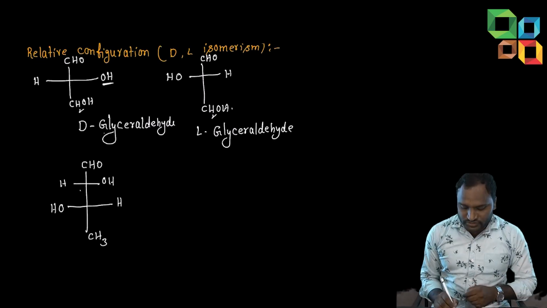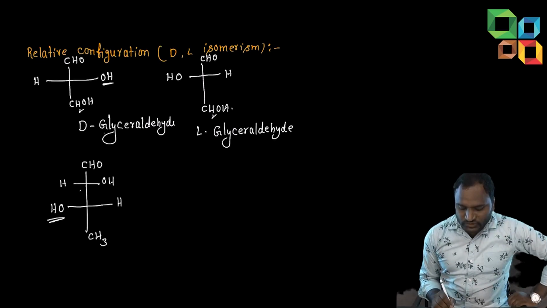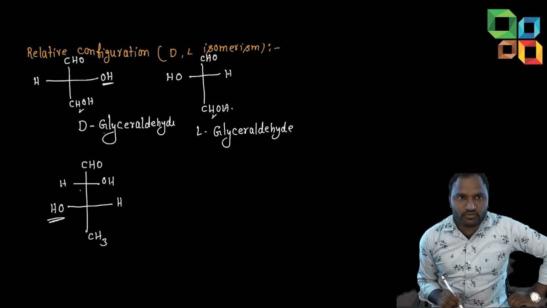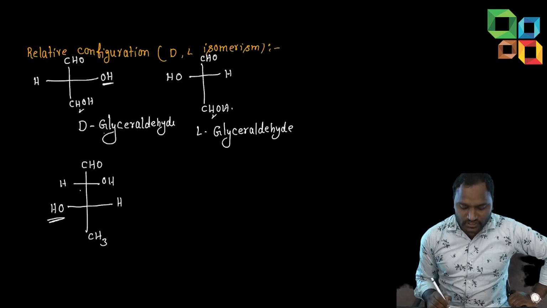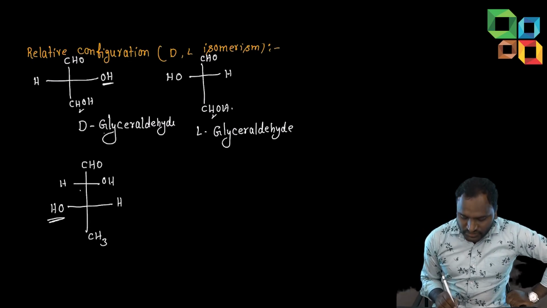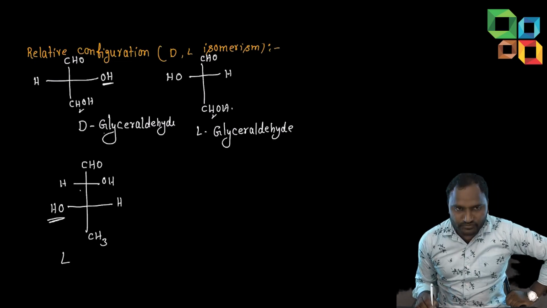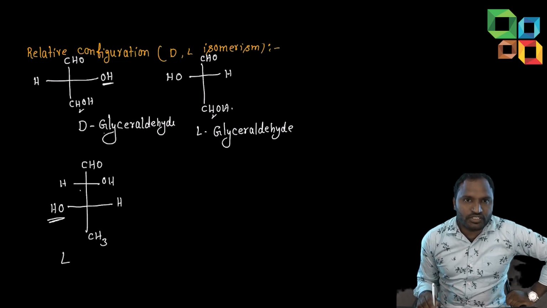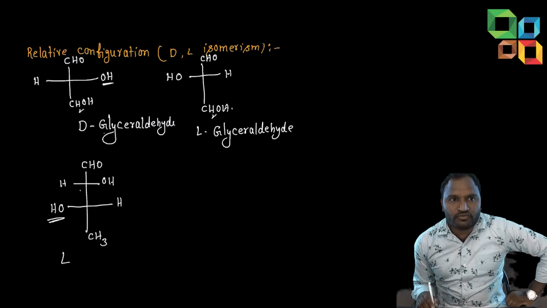See here, students, the last one. One OH is on the right side, one OH is on the left side. That you don't consider. The last but one you consider. Here, OH is on the left side, so it is L configuration. Its mirror image, if you take, is D configuration.